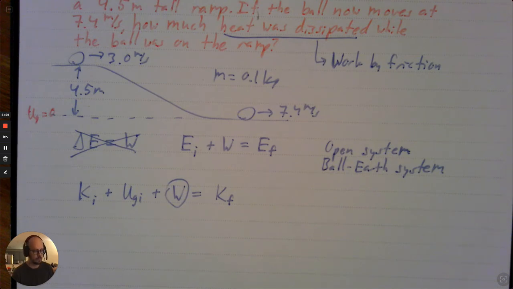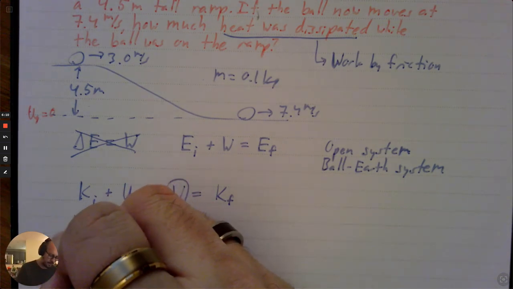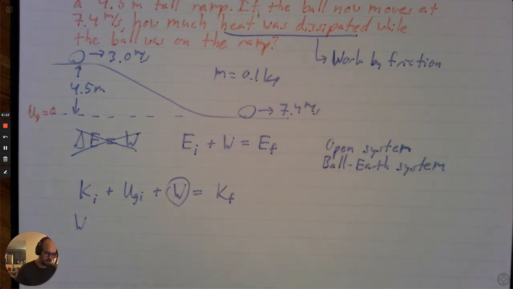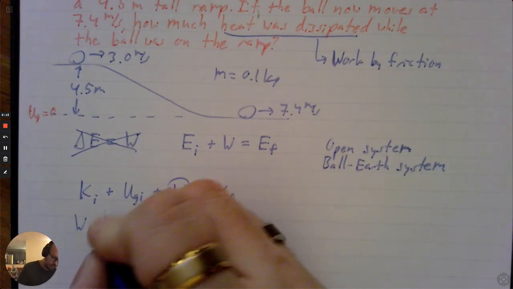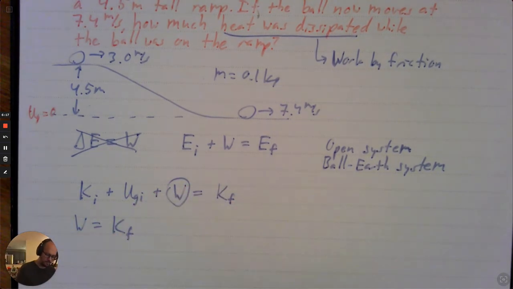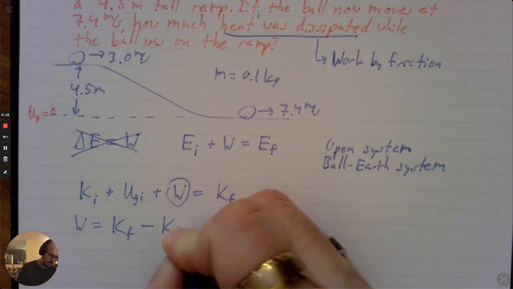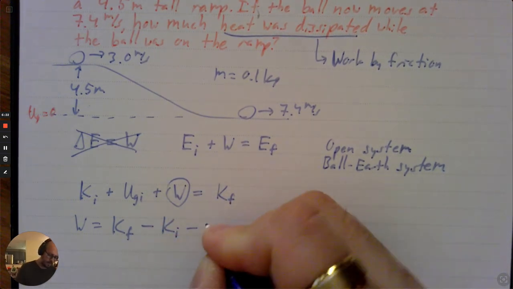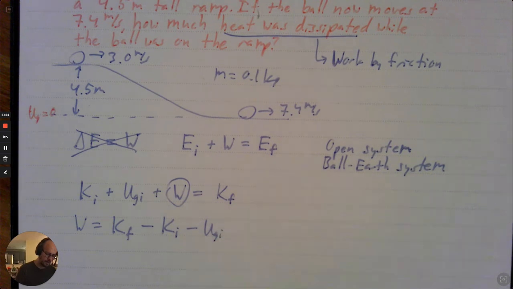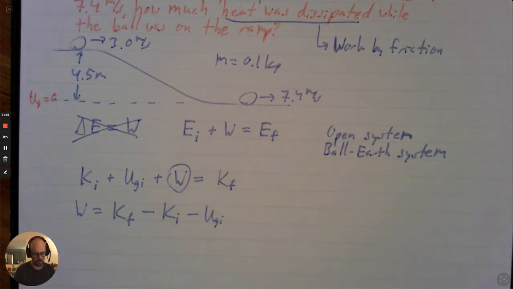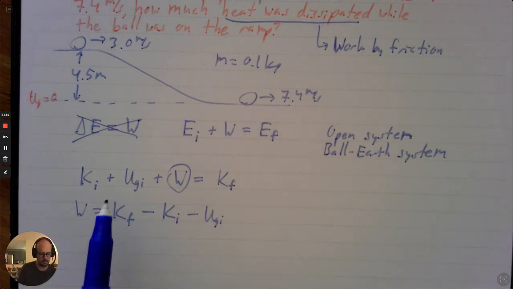So what I'm going to do is rearrange this equation so that it's solved for work. So when I fill in all of my equations, I can just plug them into my calculator and be done with it. If I rearrange this equation, what I arrive at is the work done to dissipate heat is equal to the final kinetic energy minus the initial kinetic energy minus the initial gravitational potential energy. I'm going to calculate it, but I want you to think about something else.